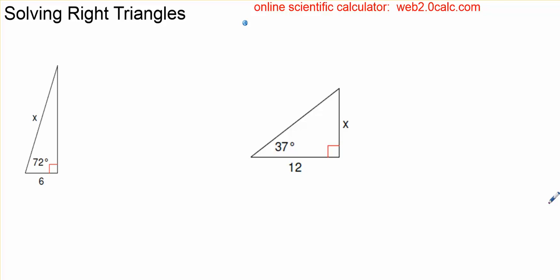So we want to solve a right triangle. We have an angle measure that's given. We have one side listed and we have one side missing that we need. We're going to need a calculator for this. So in a minute I'm going to pull one up and show it to you on the screen. But for right now, let's look at the reference angle. Okay, so 72 is our reference angle.